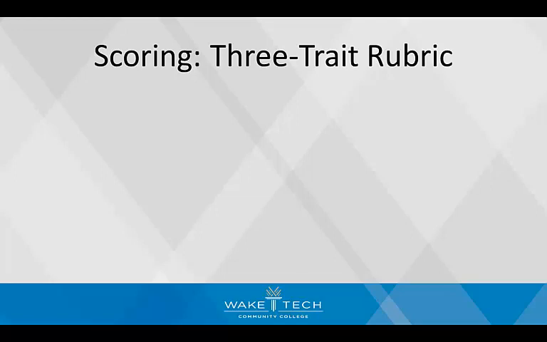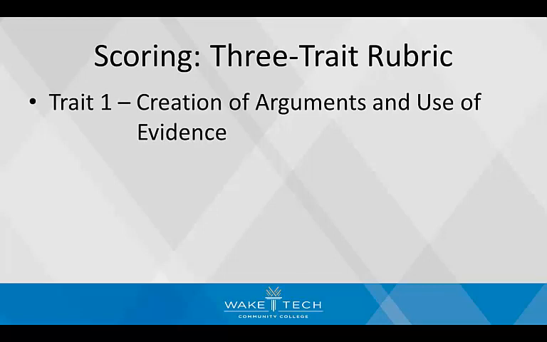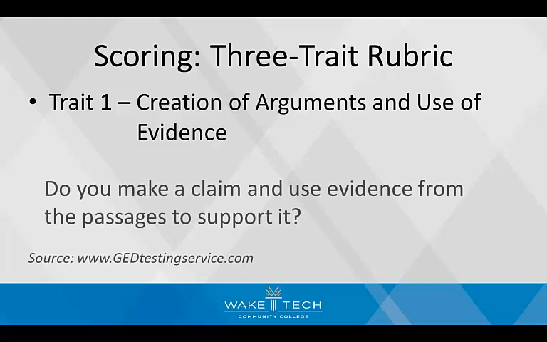Scoring for both tests is based on 3 traits or characteristics. Trait number 1, creation of arguments and use of evidence. Do you make a claim and use evidence from the passages to support it? Here, you can use text citations or quotes from the passages to support your claim. You can also use your own background knowledge and personal experiences as support.